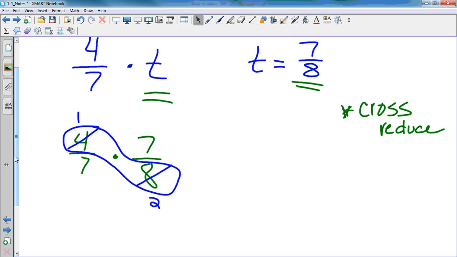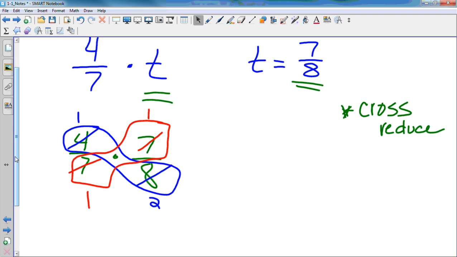If you cross-reduce before you multiply, then you don't have to reduce at the end. Now, 7 and 7. Not multiplying, I'm reducing. Can I divide both of those by something? Yeah. Or not 1, but I can divide them both by 7. And then they reduce to what? 7 divided by 7 is 1. 7 divided by 7 is 1.